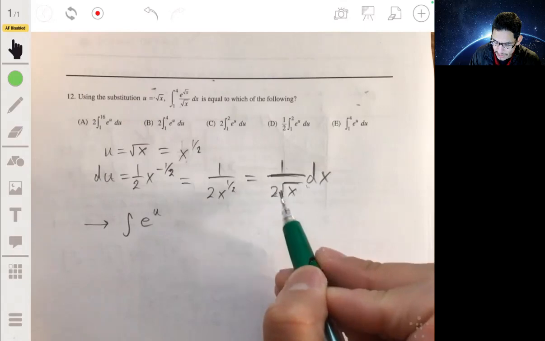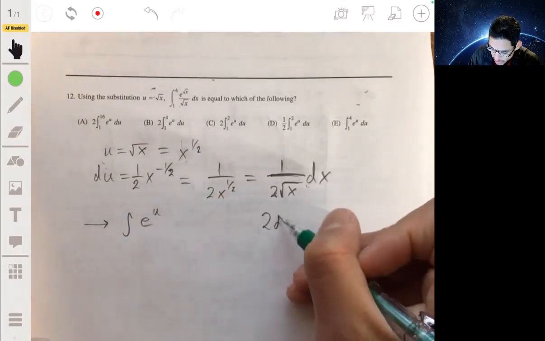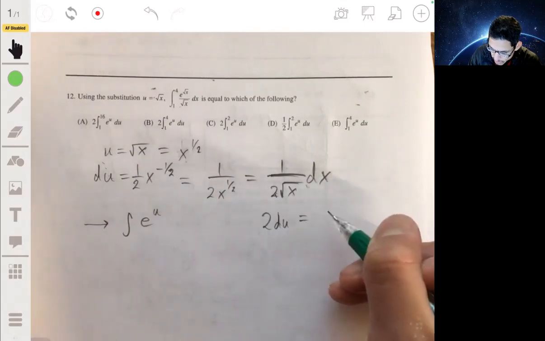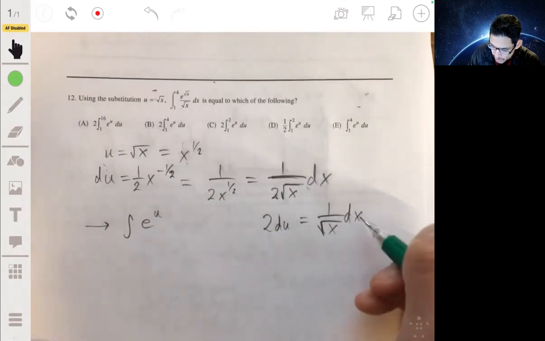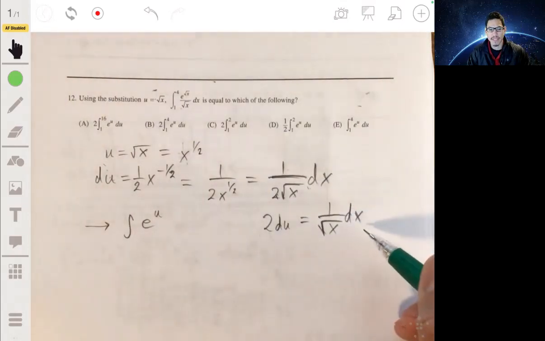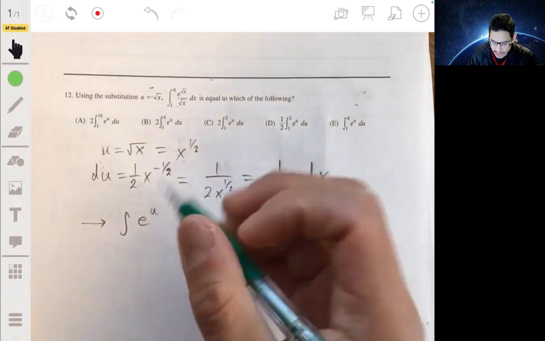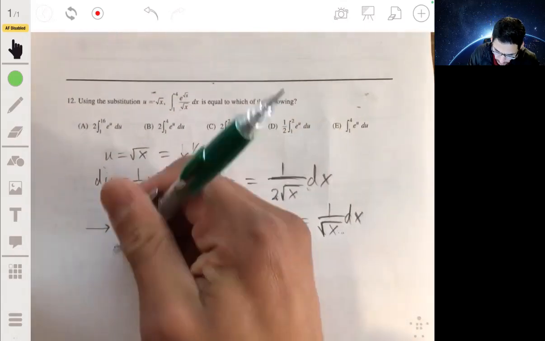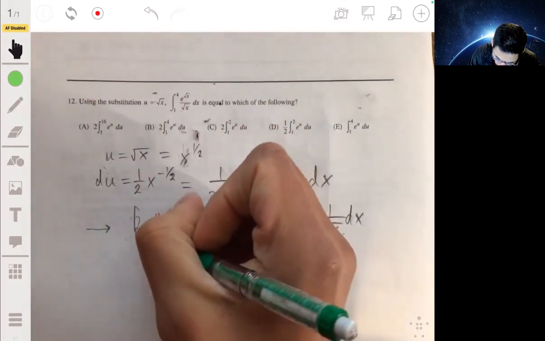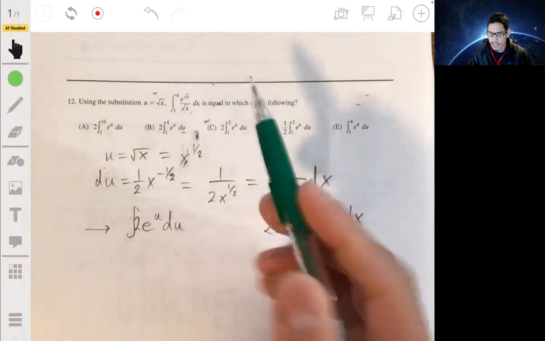But we have to take care of that 2, so we're going to multiply both sides by 2. So we have 2 du equals 1 over the square root of x dx. So what we have is this. We're going to have this times 2 du in our integral. That takes care of that and that.